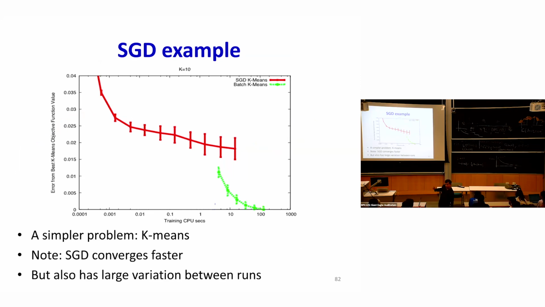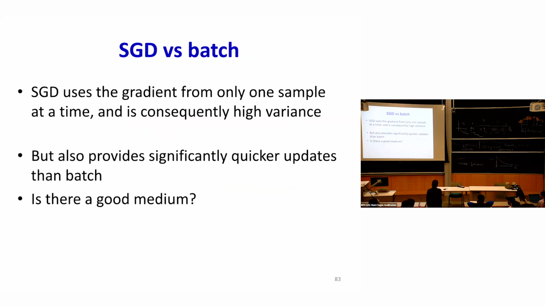Whereas when you're performing batch descent, you're getting consistent estimates every time, which is why although SGD will converge quickly because we made our learning rates shrink and all the other things, it can converge to a nasty location. So is there something that you can think of that gets the computational benefits of SGD, but not the nasty tendency to go to wrong places? Not multiple points, but not the whole set, right? SGD uses gradient from only one sample and so has high variance, but provides significantly quicker updates than batch. So is there a good medium?